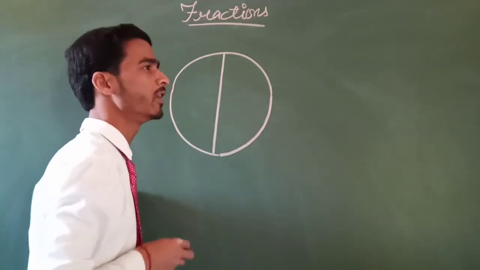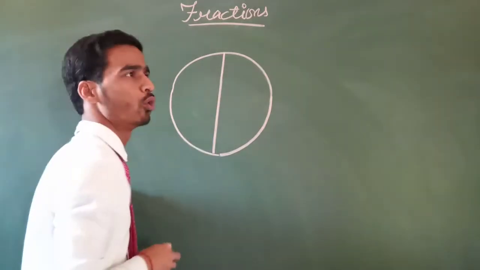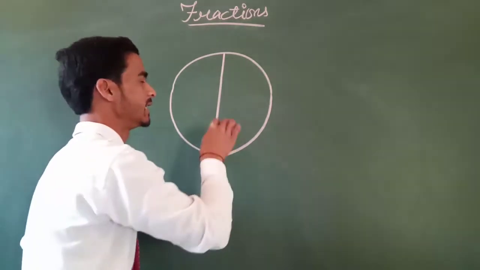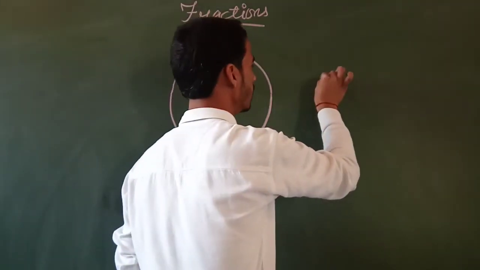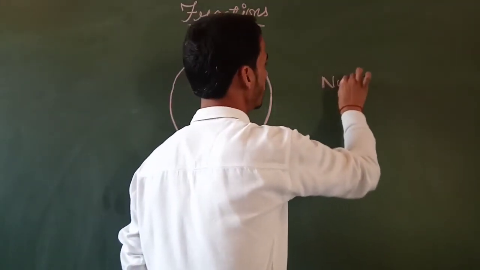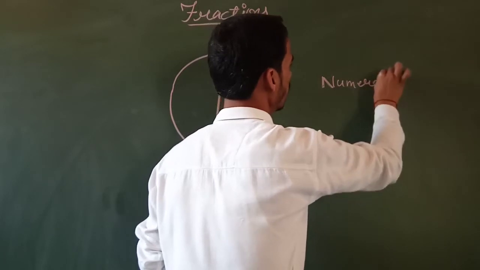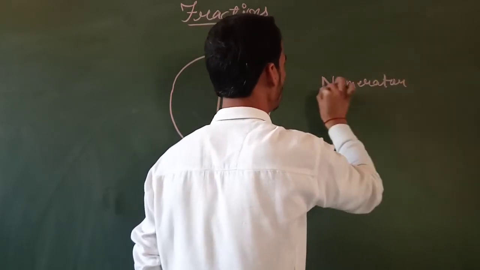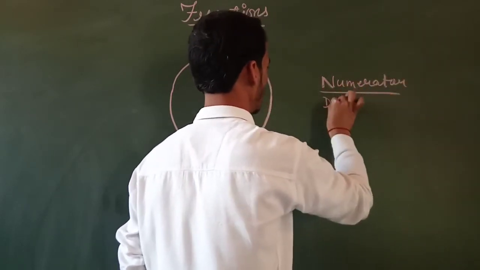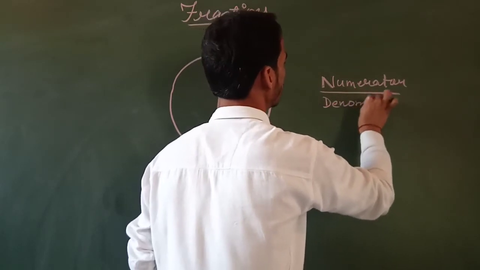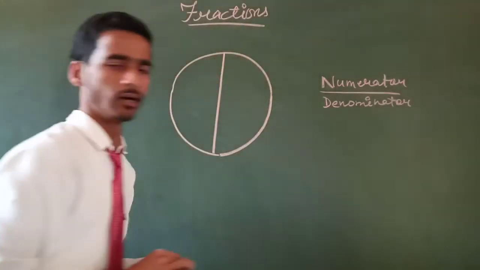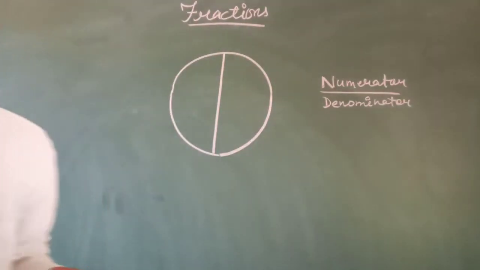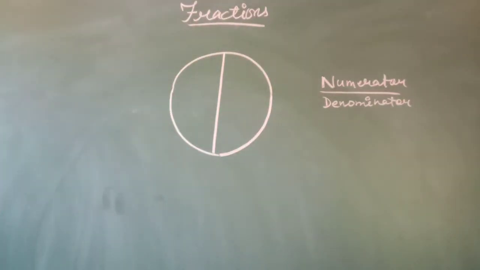And what will be the fraction for these parts? Listen here. A fraction is made from a numerator and a denominator. So firstly we have to discuss what is a numerator and what is a denominator.